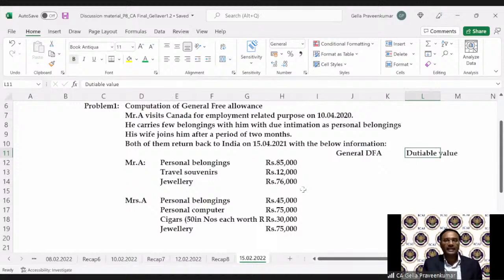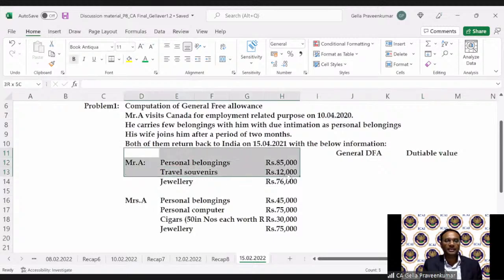Naveen Prakash says duty free allowances, personal belongings 85,000, souvenir 12,000, dutiable 16,000 considering gold allowance. Sairam also says 35,000 and 26,000 will be dutiable. Sairam, we are just talking about Mr. A. I think I'm not clear with your answer. Let me just cross check once again. Okay. Let us discuss this.